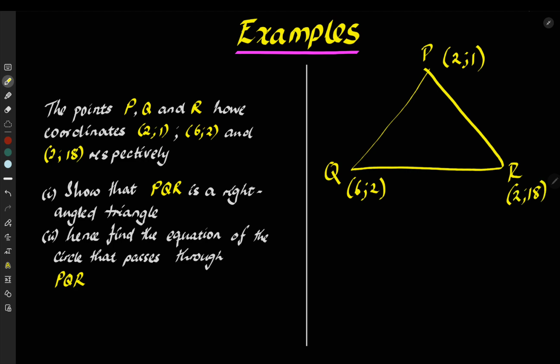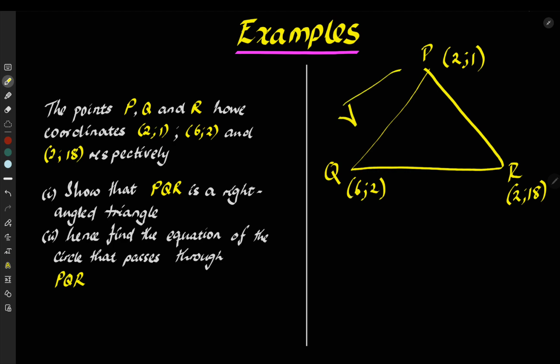Now, part 1, we are asked to show that PQR is a right angled triangle. There are two ways we can do this. We can use Pythagoras, or we can find the gradients of all the lines and see which ones multiply to each other. If they give us -1, then they are perpendicular. But in this case, I would like to use Pythagoras, so we can find the length of QP using the distance formula.